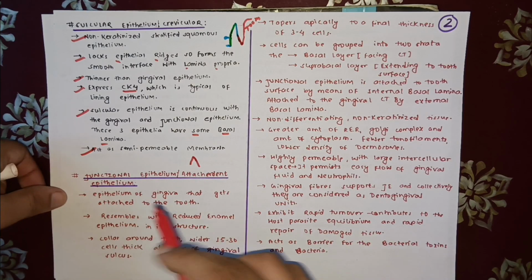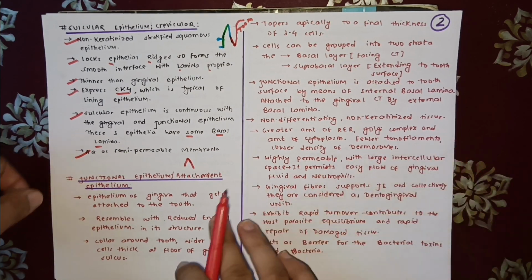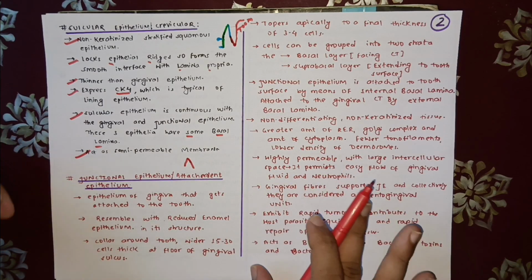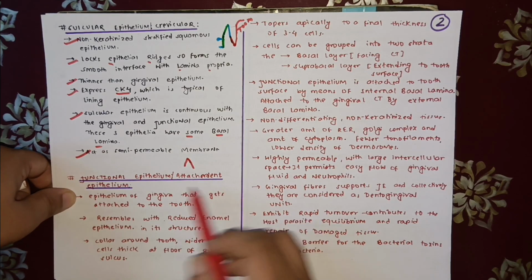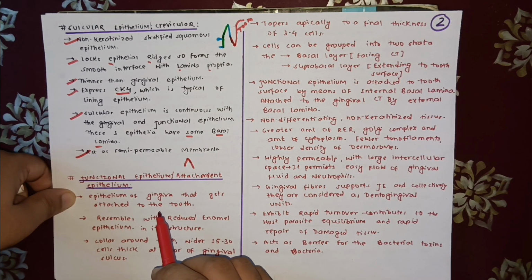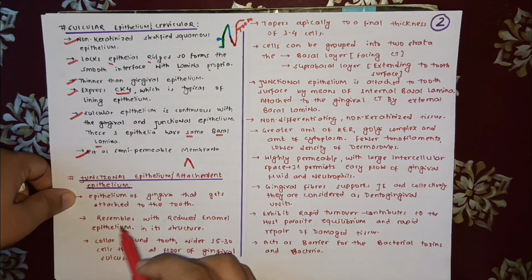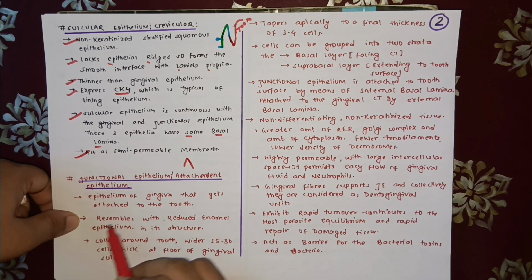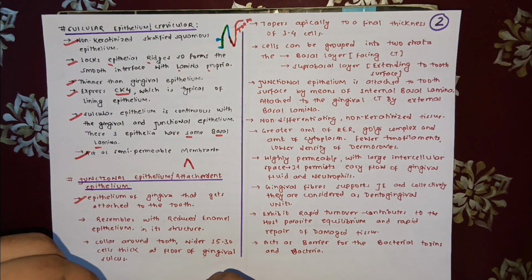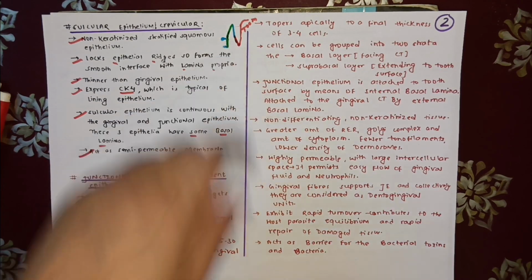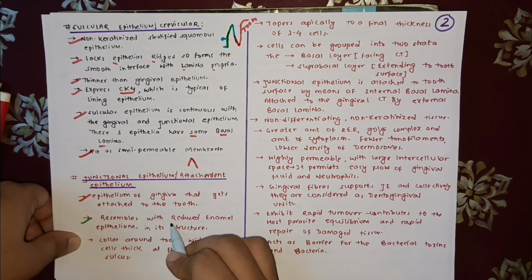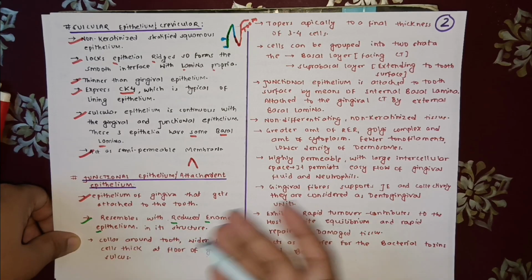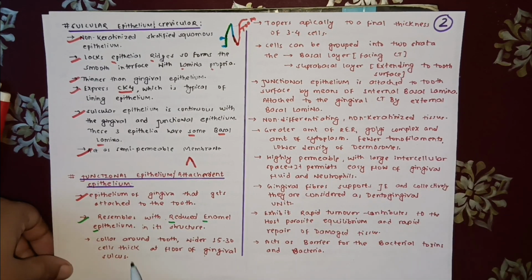Our other epithelium is the junctional epithelium, and this is very important for your theory exams. They can ask you for a short note about this junctional epithelium or the attachment epithelium, which is another name for the junctional epithelium. It is the epithelium of the gingiva that gets attached to the tooth structure, and it resembles the reduced enamel epithelium in its structure. You will understand the reduced enamel epithelium better in the developmental part.